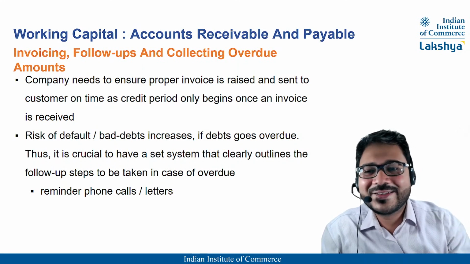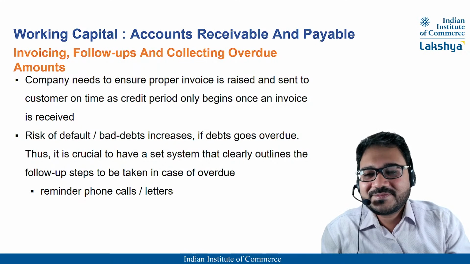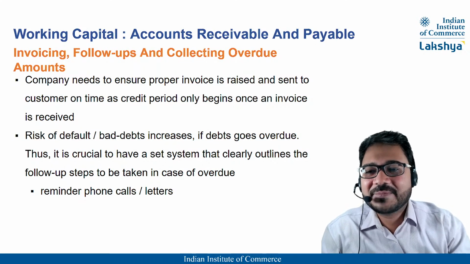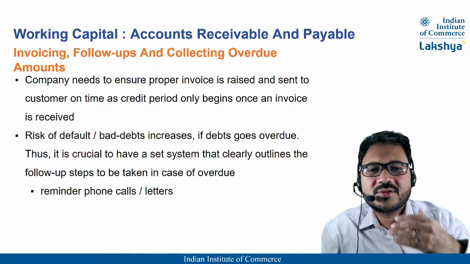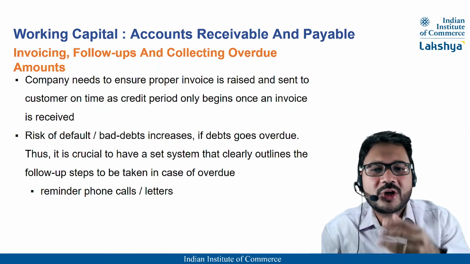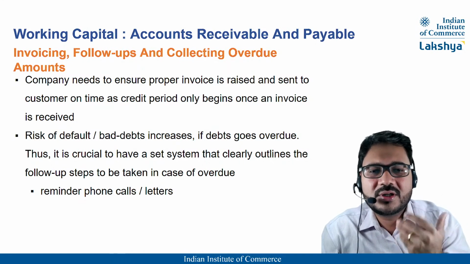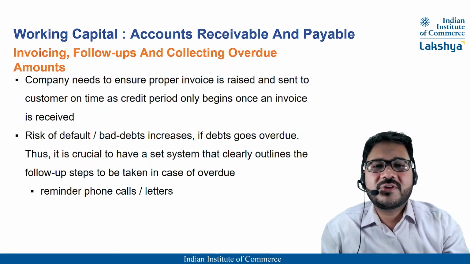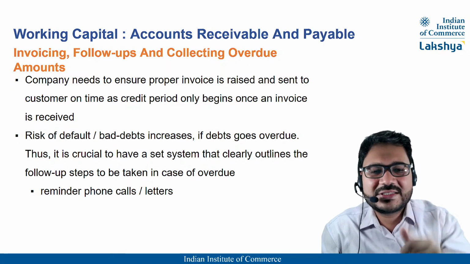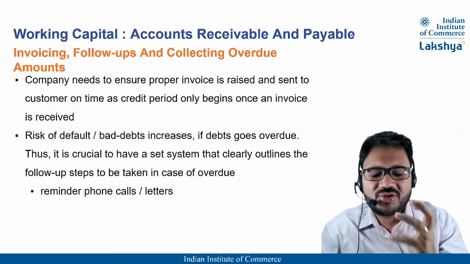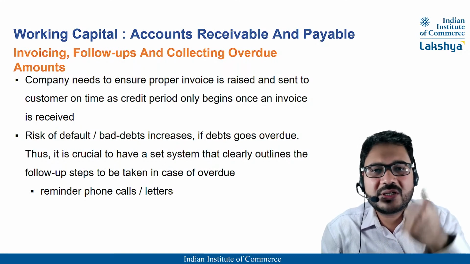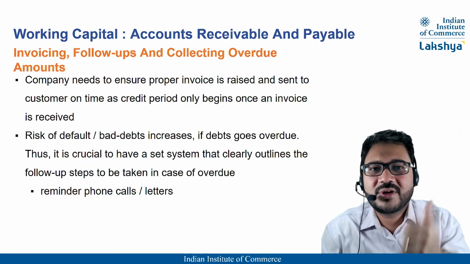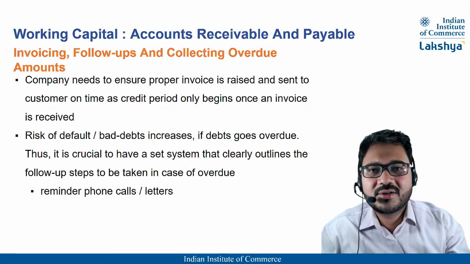Anyways, coming back, the risk of default and bad debt increases if it gets overdue. Okay, so you need to be aware of what if it becomes bad debt, or what are the chances of it becoming bad debt. You should have a system for this. So you should try your best that it doesn't turn into bad debt. How do you do it? Continuously remind that person that, hey, listen, you have to pay, or send an email or a message.